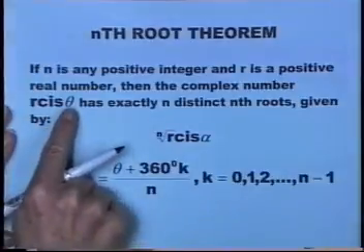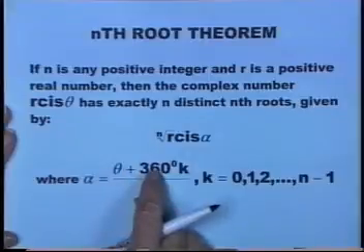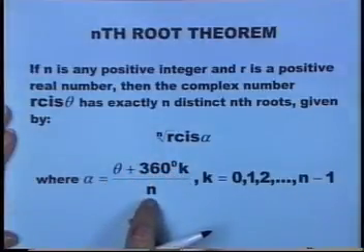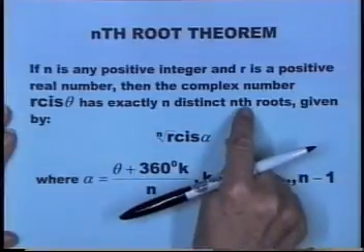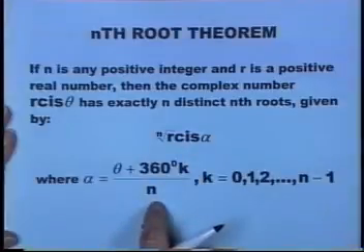Well, you take your angle from the trig form of your number, you add revolutions, and you divide by the number that agrees with the roots that you're finding. If you're finding cube roots, you're dividing by 3. If you're finding fifth roots, you divide by 5.